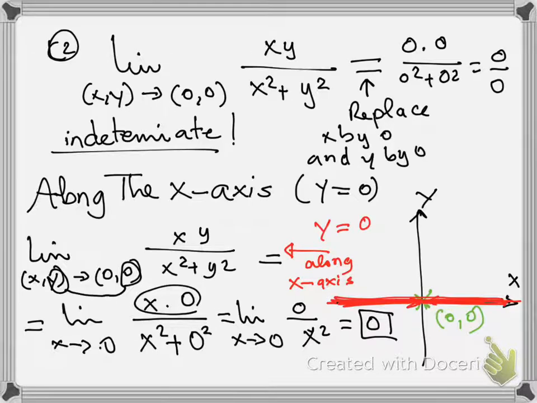So let's take another, different path. Let's approach the point (0, 0) along the y-axis instead of the x-axis. So let's see what happens along the y-axis. So along the y-axis, that will be this axis here, right? I'm going to approach this point here along this axis.